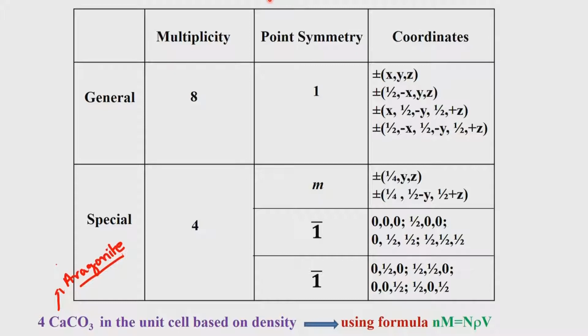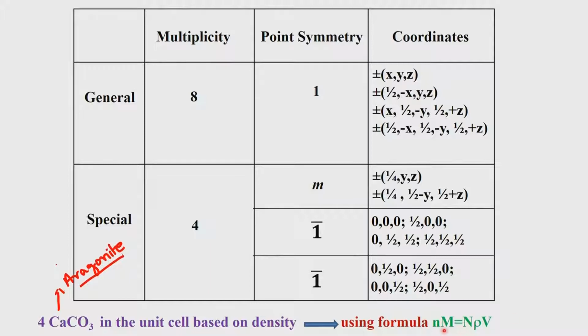That is done by using this formula, Nm equals N rho V. Let me explain this formula in a little more detail. N is the total number of molecules in the unit cell, which could be the Z value.